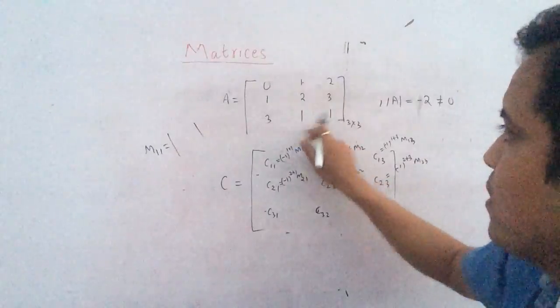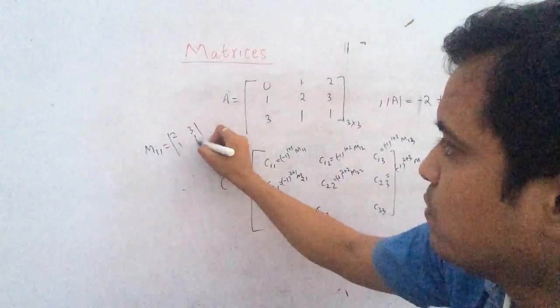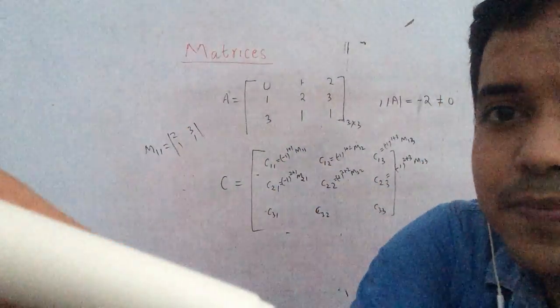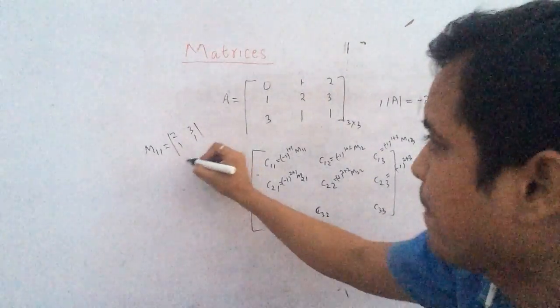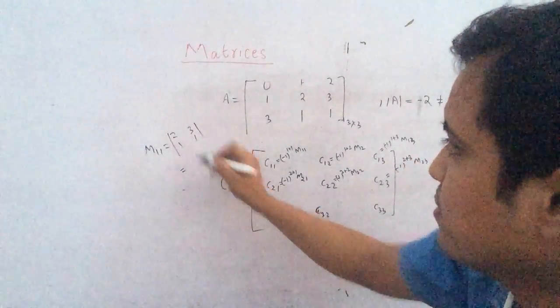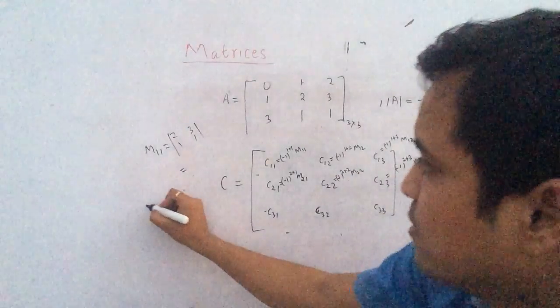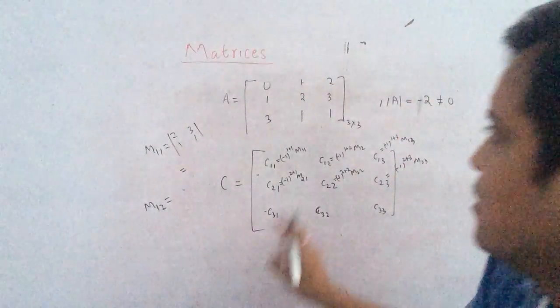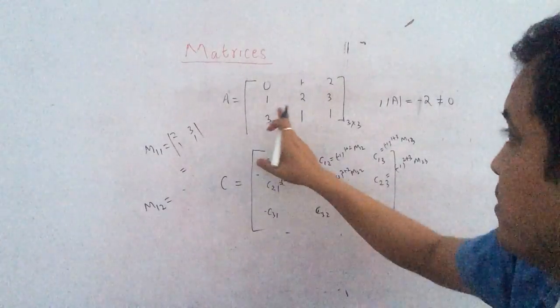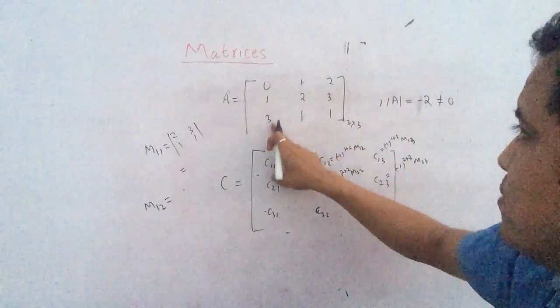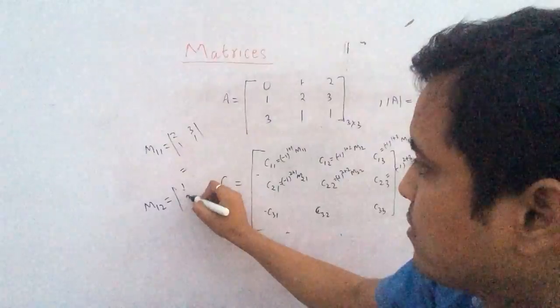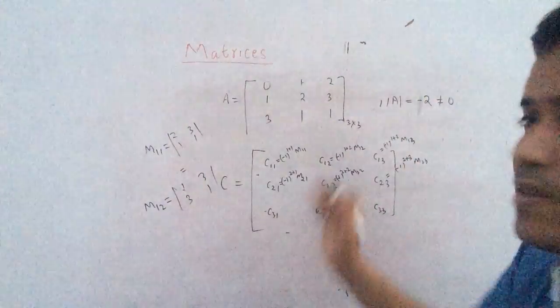Here it is 2, 1, 3, 1. This is M11. So how would you find M12? M12 would be the submatrix from removing the first row and second column. It would be 1, 3, 3, 1. In this way you can solve it.